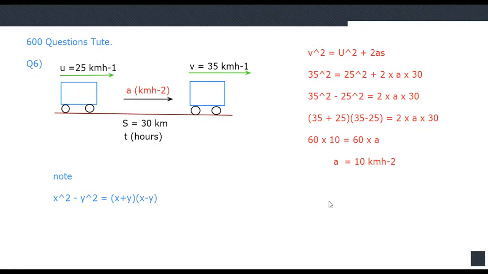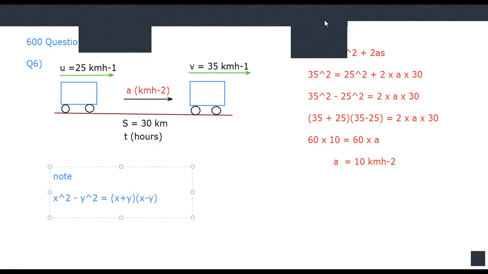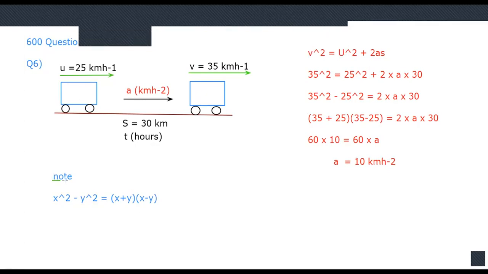Who got this answer at home, dear? Anybody in the class? Lamai? And please write down this note also. Write down the note also, quick.